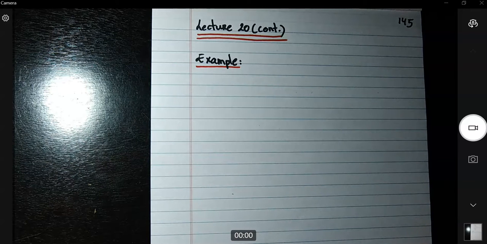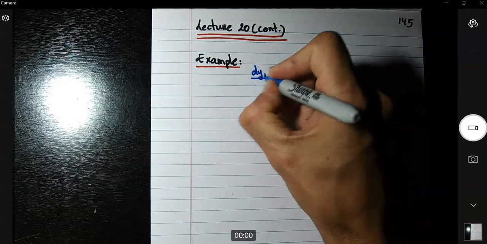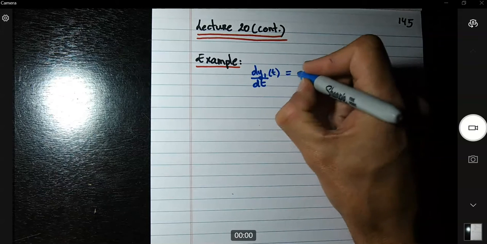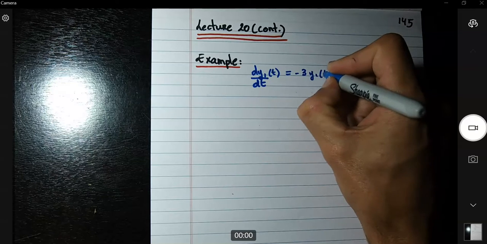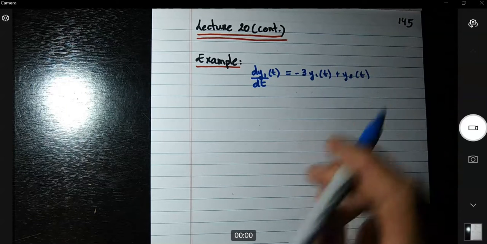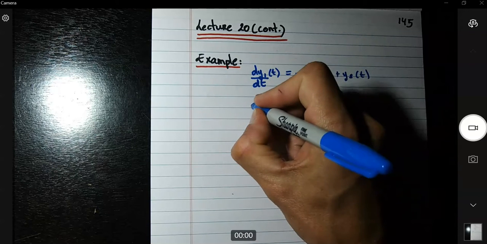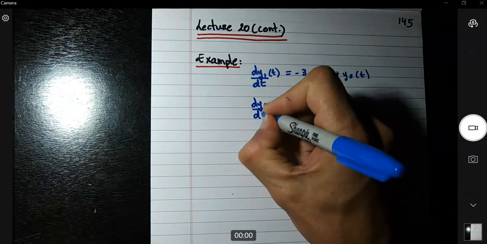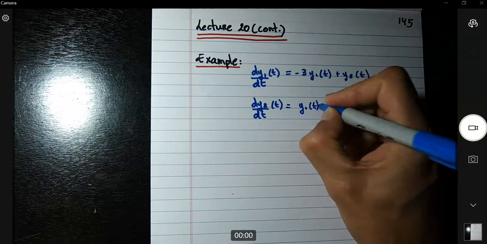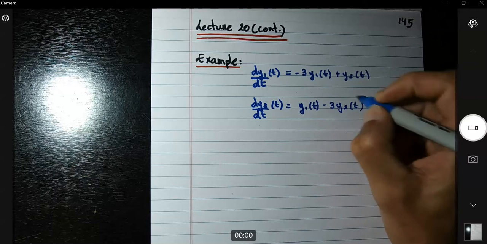Let us say that we have dy1/dt of t as our first ODE, equal to minus 3 y1 of t plus y2 of t. Okay, so y1, y2 are what we call the state variables, and the second ODE would be dy2/dt of t equal to y1 of t minus 3 y2 of t.